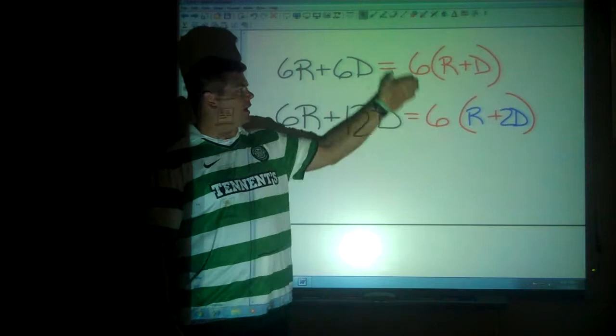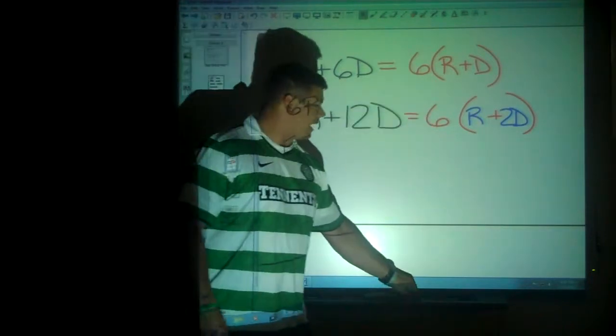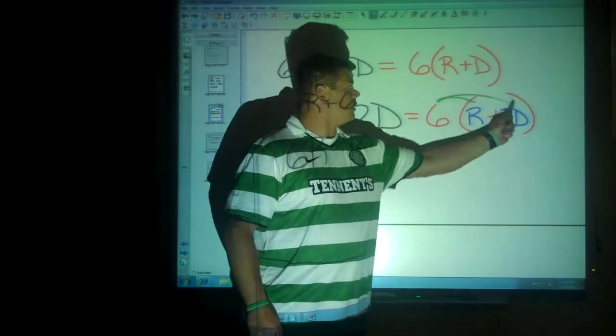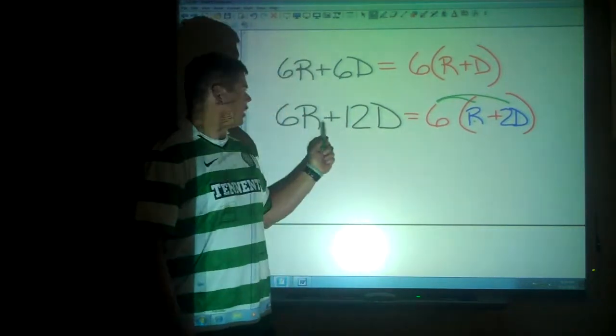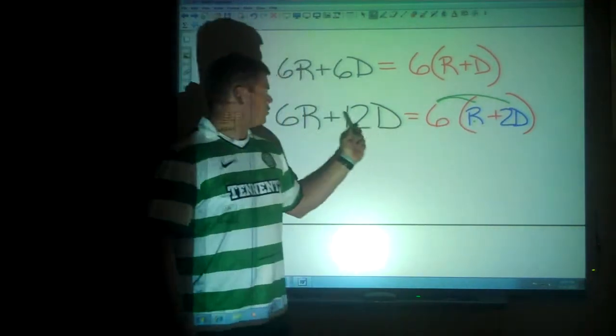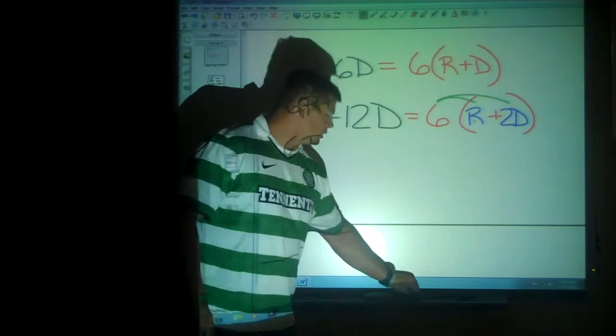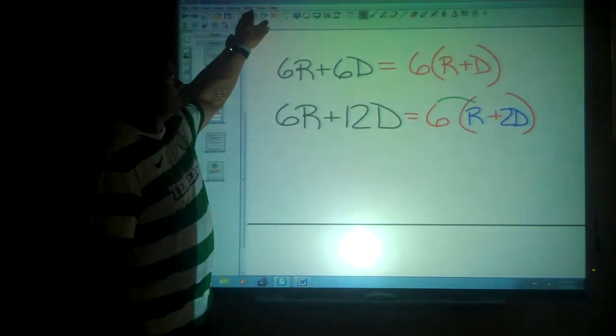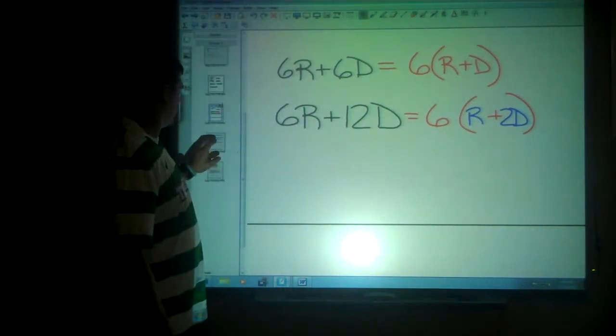You can always check to see if you've done this correctly by actually doing the distributive property again. 6 times R, 6R. 6 times 2D, 12D. Yes, I did it right. So again, checking is always a good idea to see if you've done things correctly.